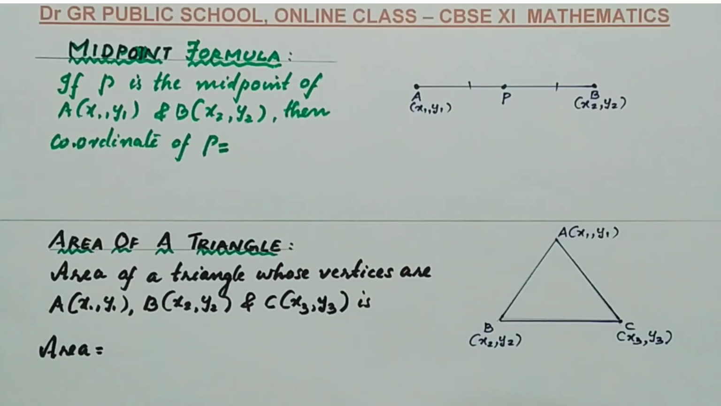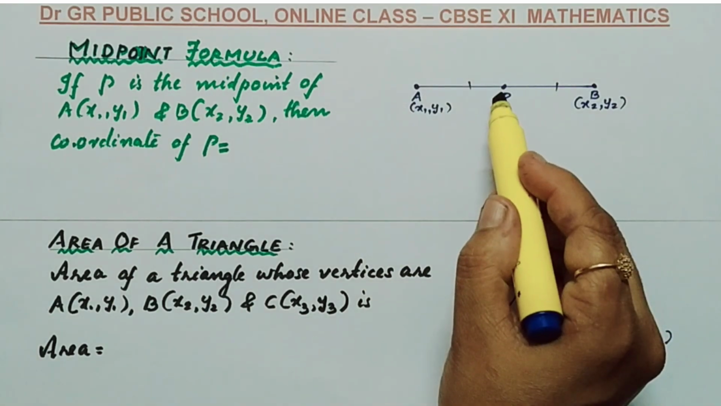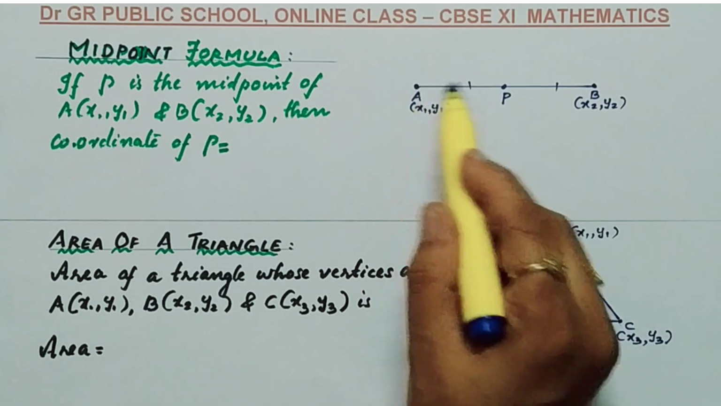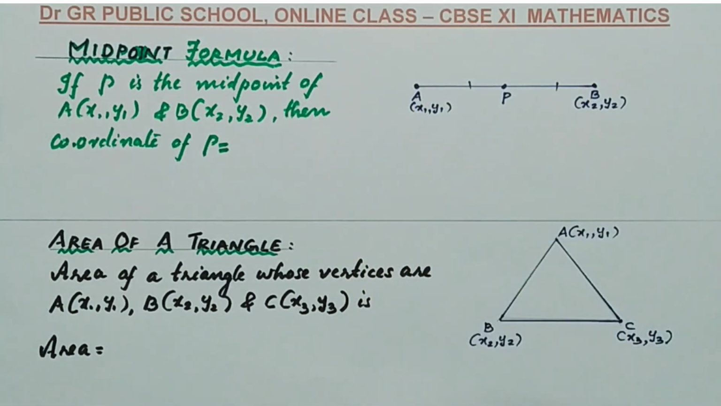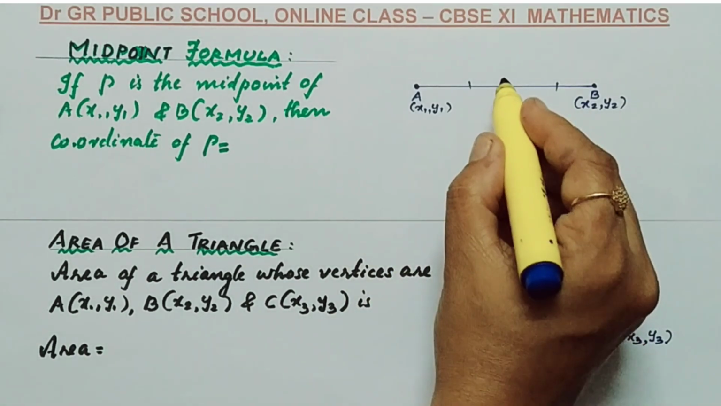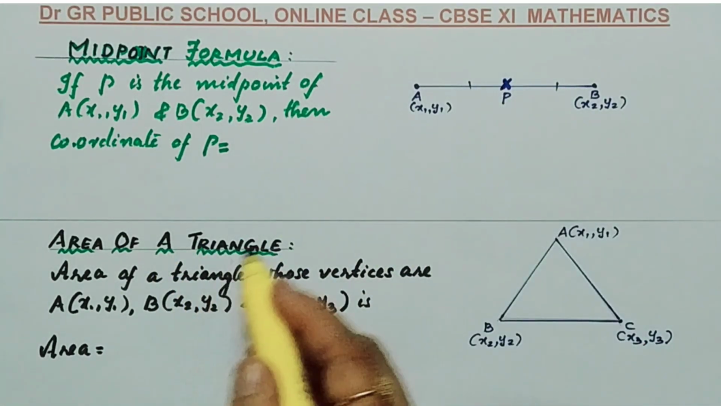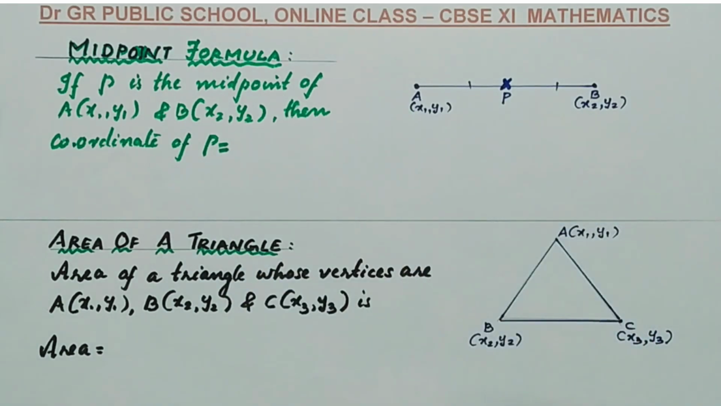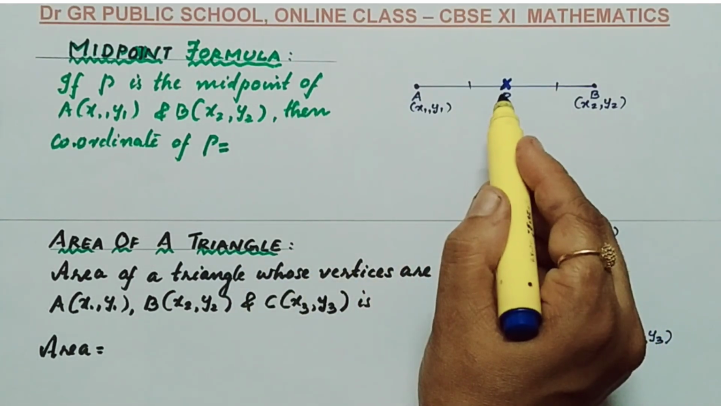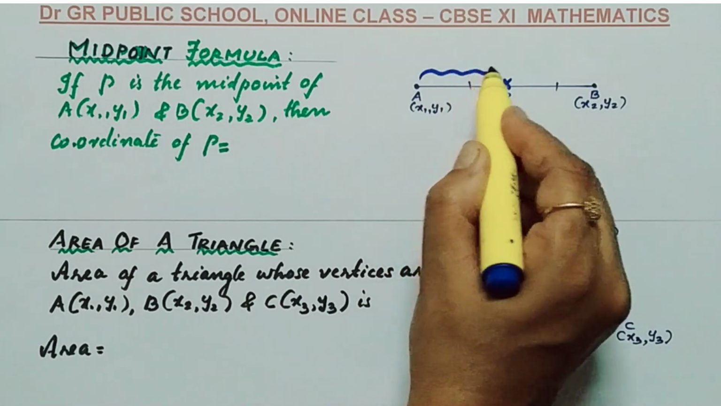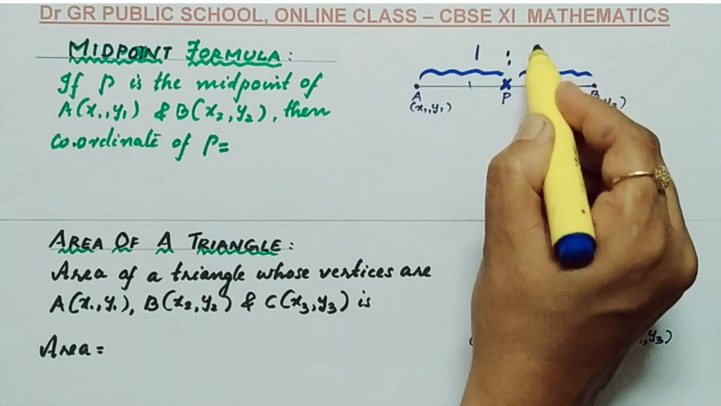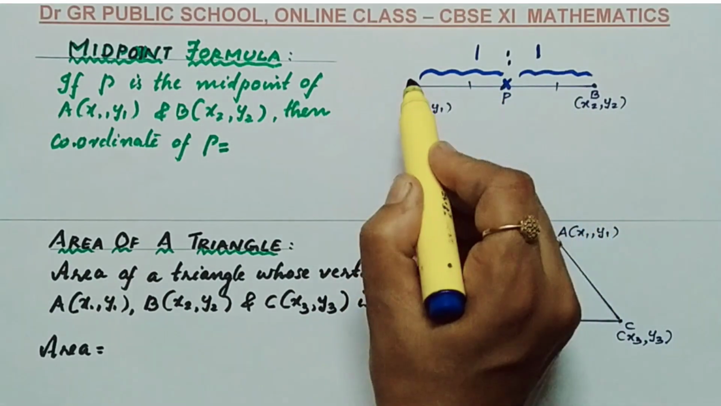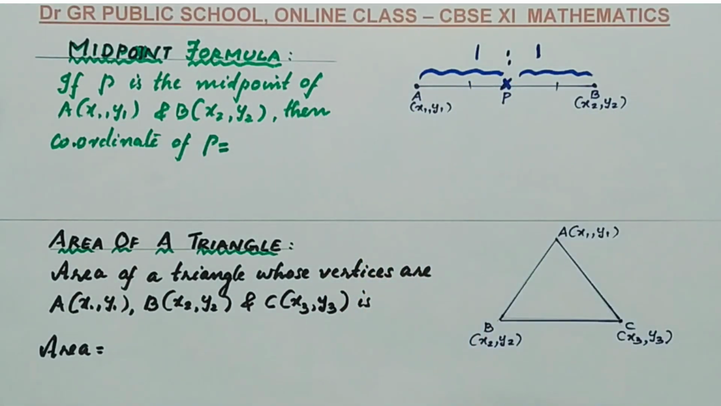Next one, the midpoint formula. How to find the midpoint of the line segment joining the points A and B having coordinates x1, y1 and x2, y2. Given P is the midpoint, we need to find the coordinate of the point P. Since P is the midpoint, it divides the line segment AB in the ratio 1:1. Why? Because as P is the midpoint, the ratio will be equal.